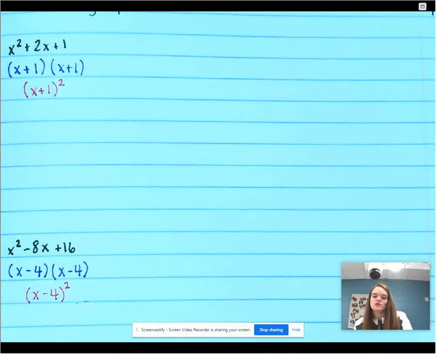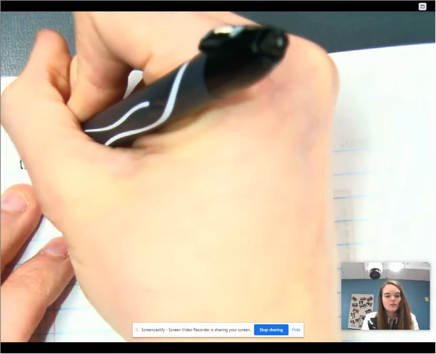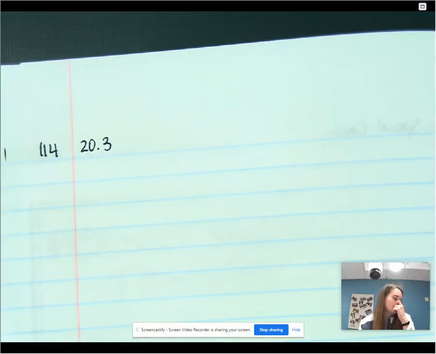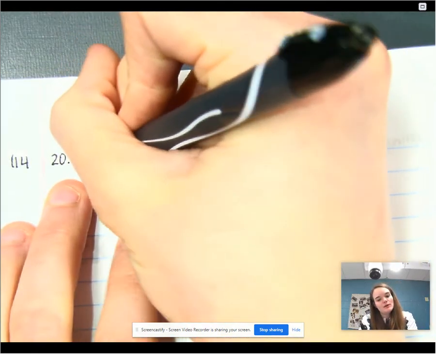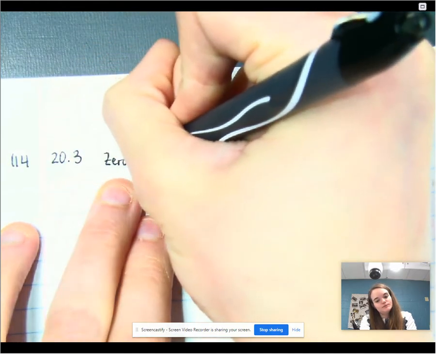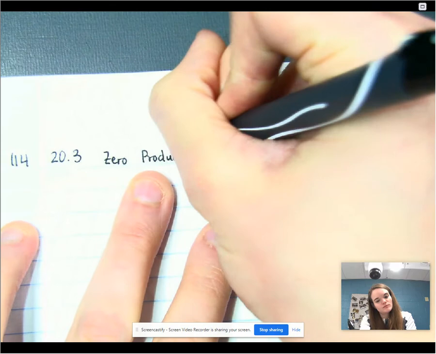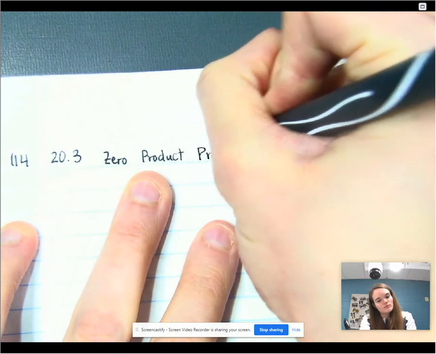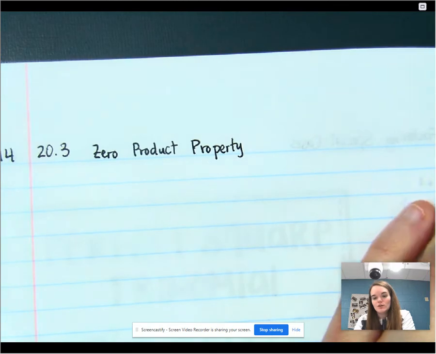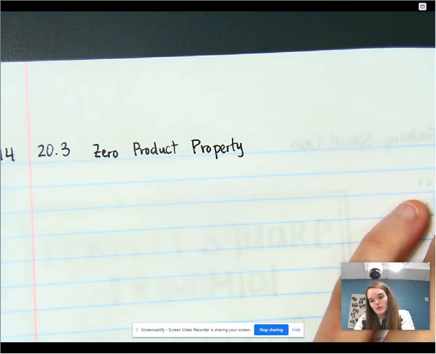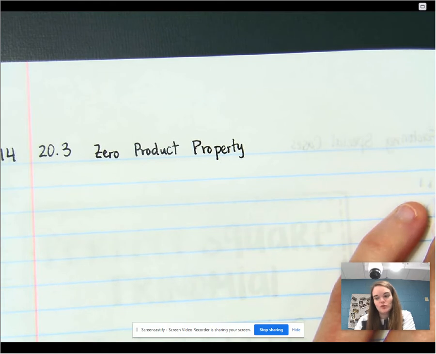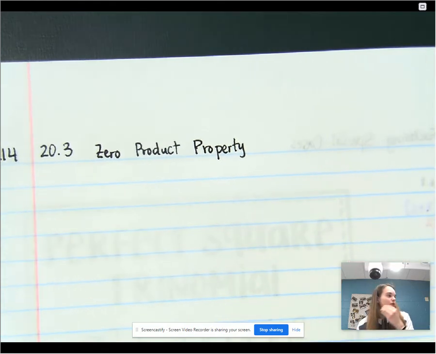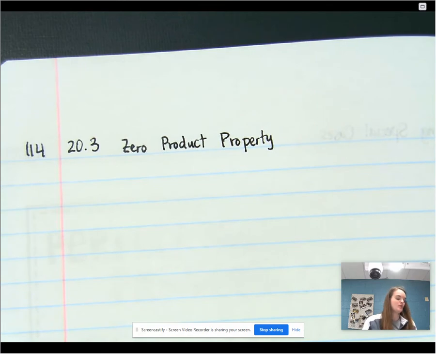So let's go ahead and turn to page 114. We are going to have a foldable on 114. We will write on 115. And I know that we had all the 21s and now we've gone back, but that will make sense in a little while. 20.3 zero product property. And we're going to do something a little different. We're actually going to go through some of the examples we had from all the pages, and we're going to pull some of those and redo them with the zero product property, and you'll see what I mean.